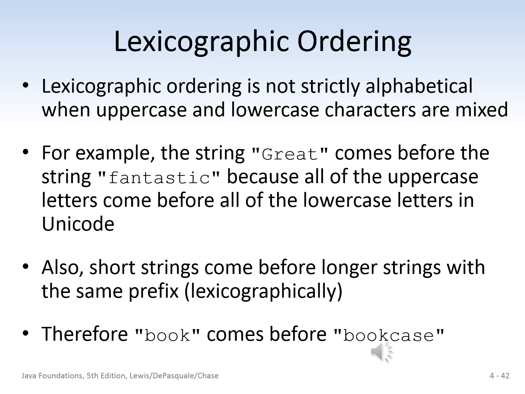So, for example, the string Great, capital G-R-E-A-T, comes before the string fantastic because all the uppercase letters come before all the lowercase letters. Also, shorter strings come before longer strings with the same prefix. And the example given here is book, lowercase B-O-O-K, comes before bookcase.